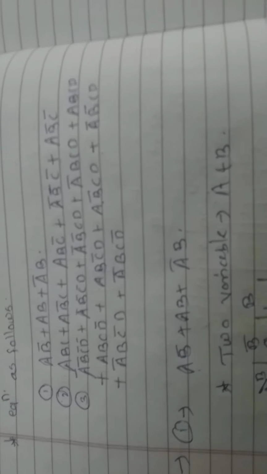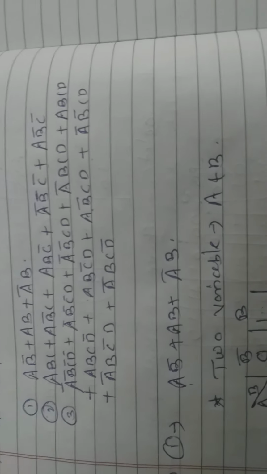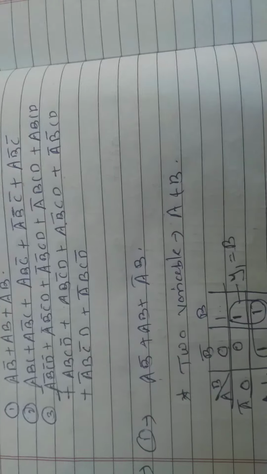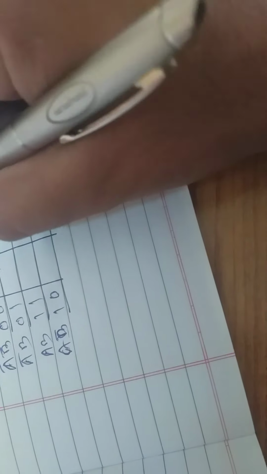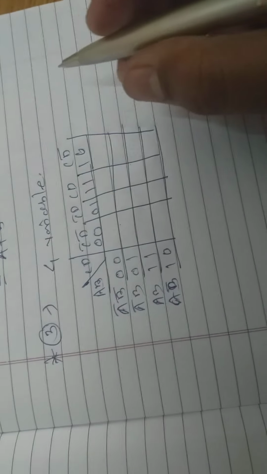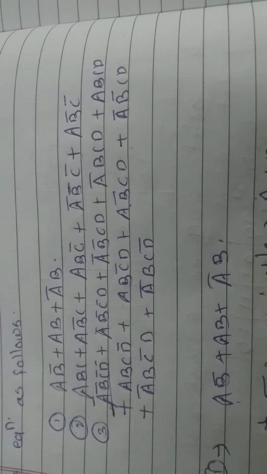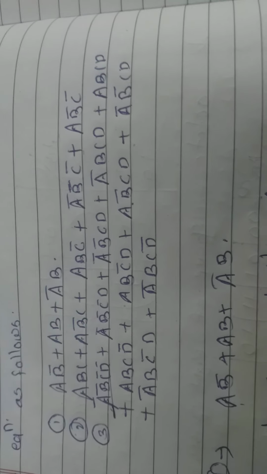So the first term is A bar, B bar and C bar. Here are A bar B bar, A bar B, A B, A B bar; and C bar D bar, C bar D, C D, C D bar. So the first term is A bar, B bar, C bar, D bar here. The next term is A bar, B bar, C bar, D.